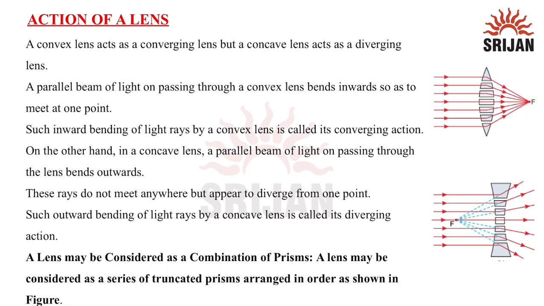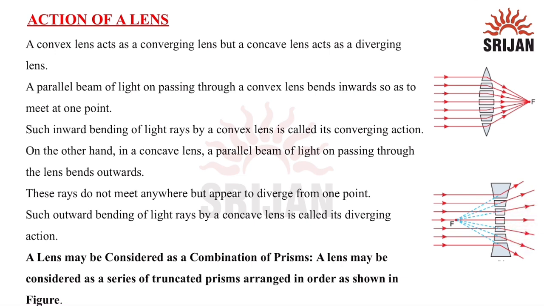Now, on the other hand, in a concave lens, when a parallel beam of light on passing through the lens bends outwards, these rays do not meet anywhere but appear to diverge from one point. Such outward bending of light rays by a concave lens is called its diverging action.